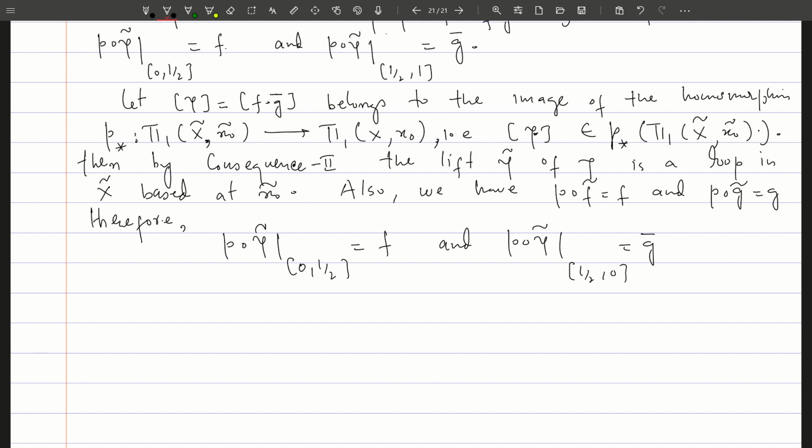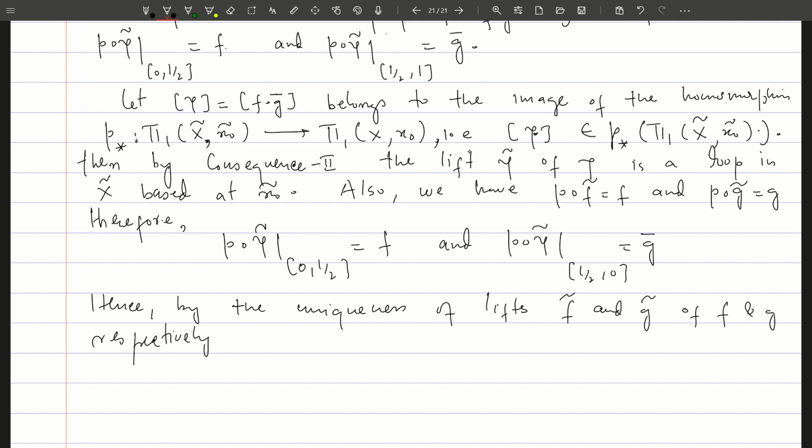Now by the uniqueness of these lifts f tilde and g tilde of f and g respectively, we have this.